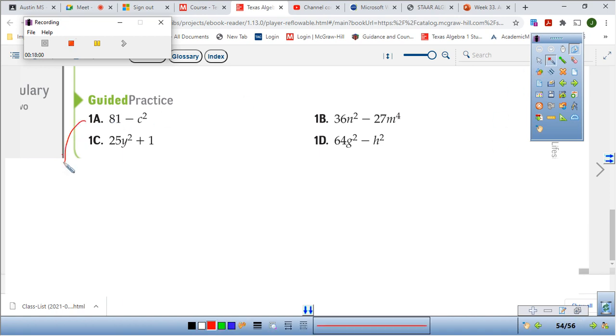Okay, so 1a. 81 minus c squared. Is this a difference of squares? Yes. You know what this is? This is 9 squared minus c squared. Doesn't that make sense? So you would break it down like this. 9 plus, 9 minus, c, and c.